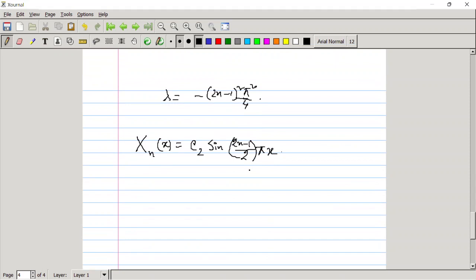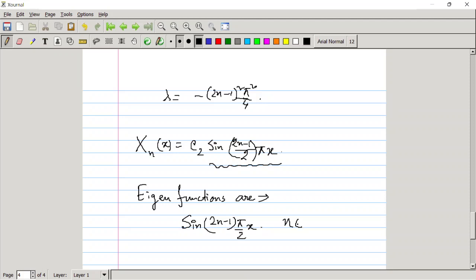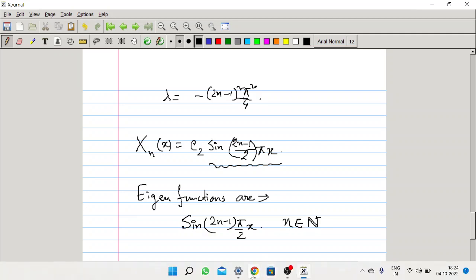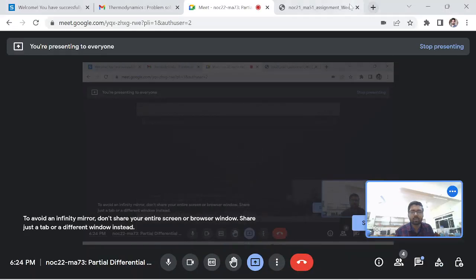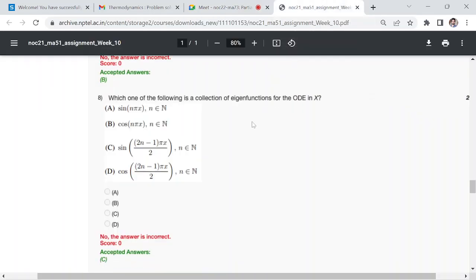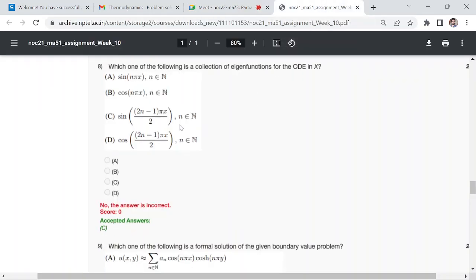Now what are the eigenfunctions? Except for the constant term, these are the eigenfunctions. The eigenvalues are these lambdas. Lambdas are called eigenvalues. Eigenfunctions are sine (2n minus 1) pi by 2 x, where n belongs to natural numbers. This is the eigenfunction, the non-zero solution. Okay, so let me show you the options. So I got sine (2n minus 1) pi by 2 into x, that is option C.